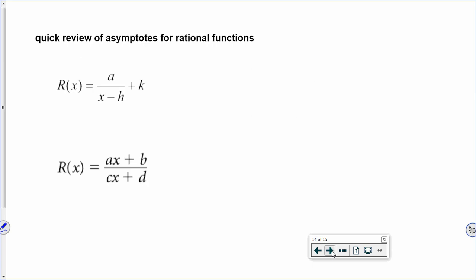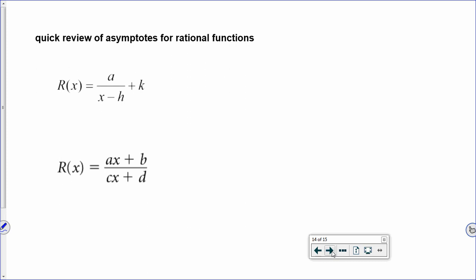And then we need to review asymptotes for rational functions for a purpose that you'll see on the next and last slide. So a quick review of asymptotes for rational functions. These are functions that have x in the denominator that could look one of two ways, basically, for the case of IBSL. If you look at the top function, there's just an x in the denominator. A and h and k are all going to be numbers.